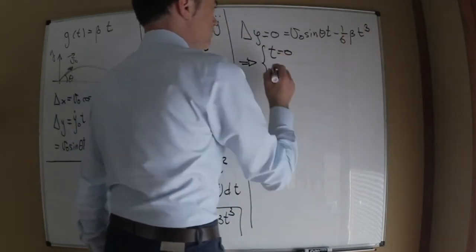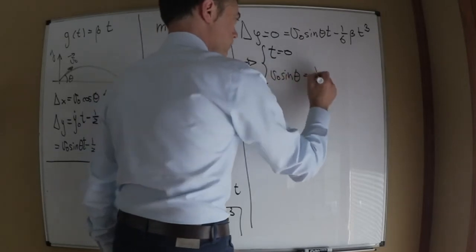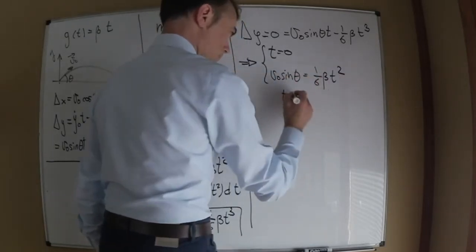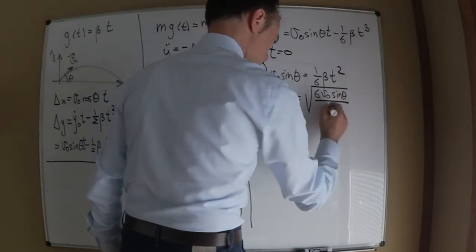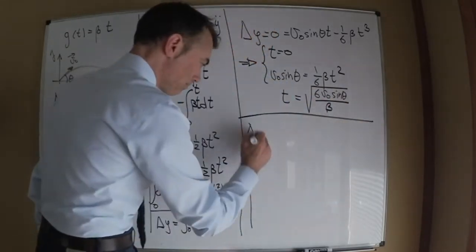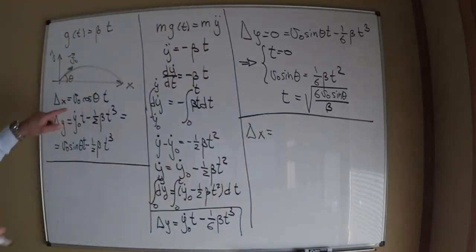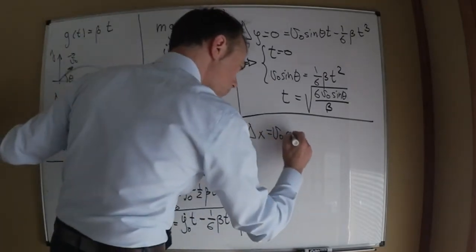t equals 0 is the launching time, and t equals the square root of 6 v naught sine of theta over beta is the landing time. I substitute this time in the delta x equation.